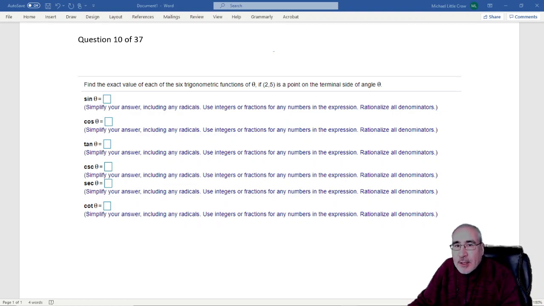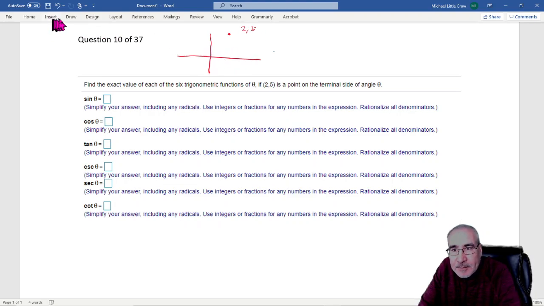Here we have question number 10. We are given a point in the xy coordinate. We're not given theta, but we want to find the trig functions for theta. We don't need to get the angle, so 2, 5. But what that really does give us, if we think we've got the point over 2 up 5, again it's not on the unit circle, but it does give us a triangle.